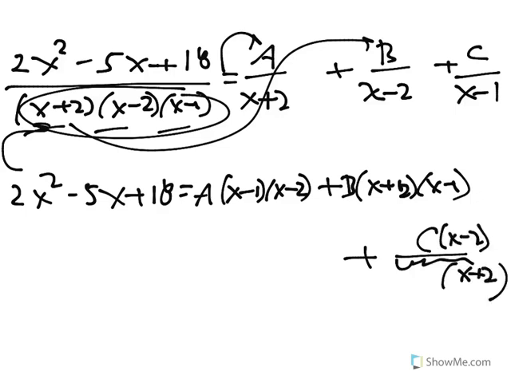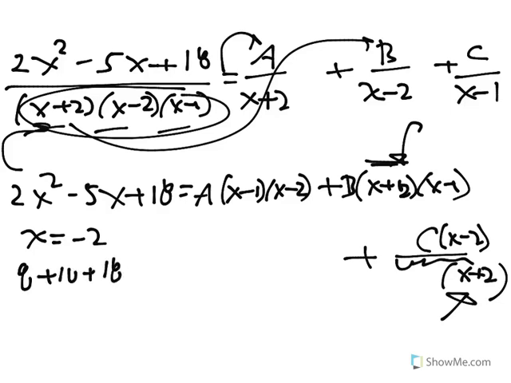So there's a lot of x's in here, but the convenient value method works really well, because if you let x equal negative 2, what happens is that this term, that x plus 2 becomes 0. This x plus 2 also becomes 0. So the b and c terms just disappear. And all that's left is 2 times negative 2 squared is 8. Minus 5 times negative 2 is plus 10, plus 18.